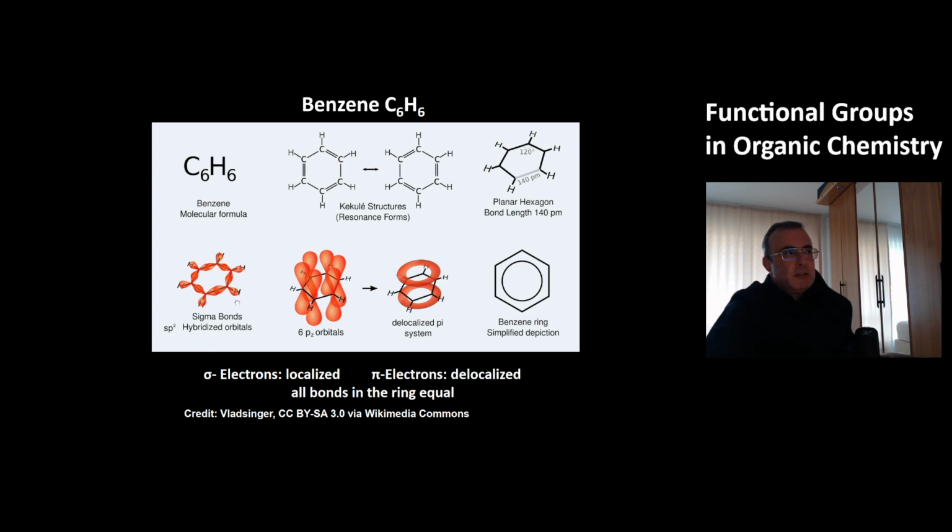On the bottom left you see the sigma bonds. These are from hybridized sp2 orbitals. The electrons in these bonds are localized. They can only move in their orbitals. But with the pi electrons, it's different. The pi electrons are made of the remaining p orbitals. They overlap and build this delocalized pi system. The pi electrons can move freely inside the ring, and this is represented by the simplified formula of benzene. And all bonds in the ring are equal. These are basically 1.5 bonds.